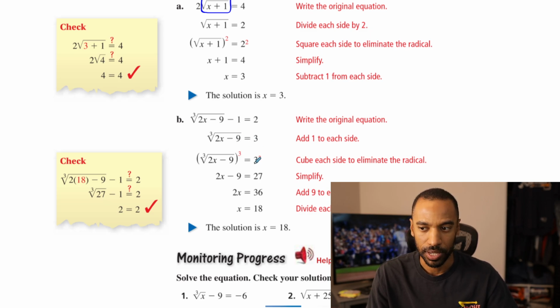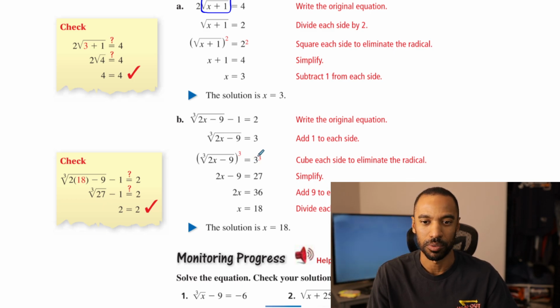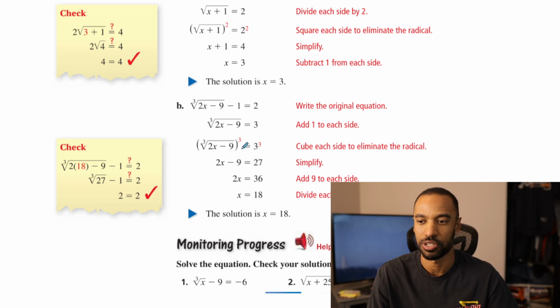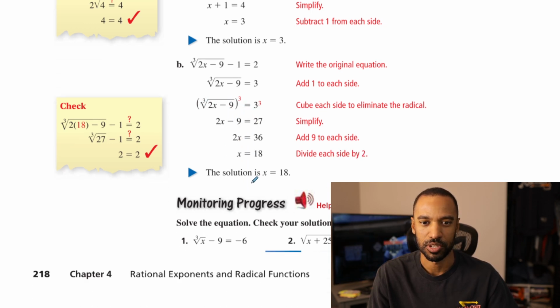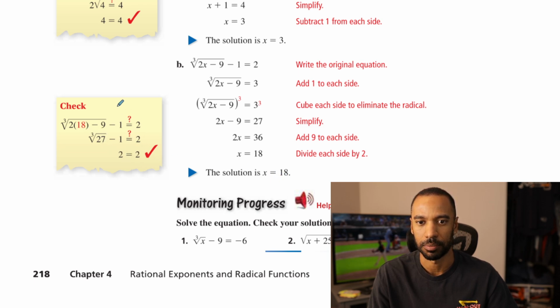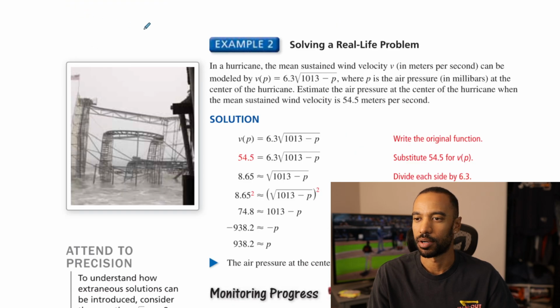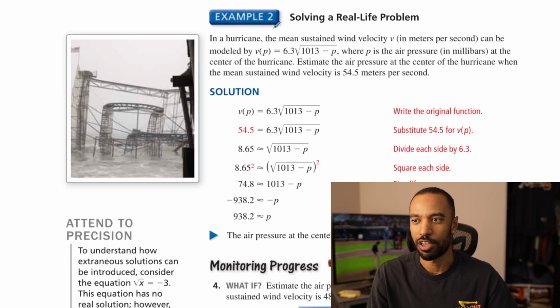Now, cubing a number will keep its sign and won't turn it positive. If it was negative, it'll actually stay negative. So you cube both sides right there, add 9 to both sides, and divide both sides by 2. We get x equals 18. Double check that one. It also seems to work out. So pretty good stuff to start. We'll also do some real-life problems.